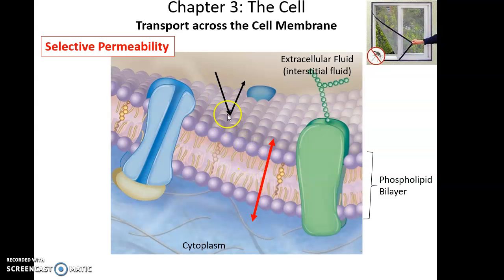So with selective permeability, as we know, some materials can automatically cross the cell membrane. And so for those materials, passive transport like diffusion is a very practical way to get materials to move in. So our cell membrane can act sort of like a fly screen on a window. It allows some things to pass through, but not others.